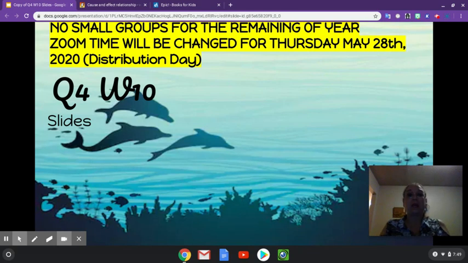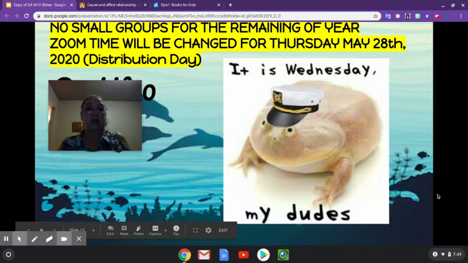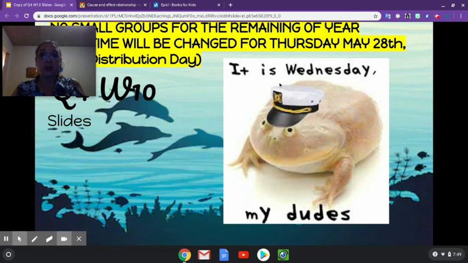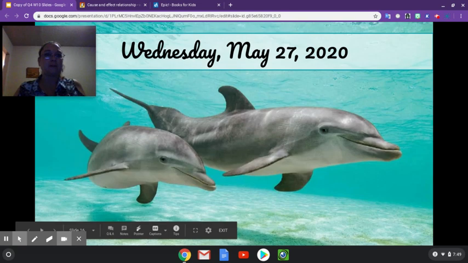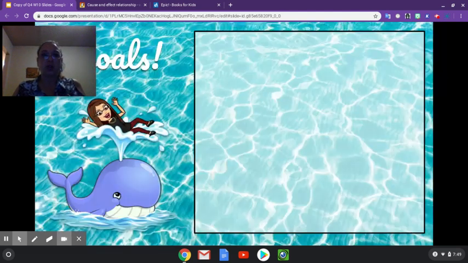And then next week and the week after, they will be changed a little bit as well to get us started on the end of the year stuff that we're working through. So it is Wednesday, my dudes, as you see my little cool froggy there. Today is Wednesday, May 27th, 2020. We can see the beautiful animals that you have on your screen right there.